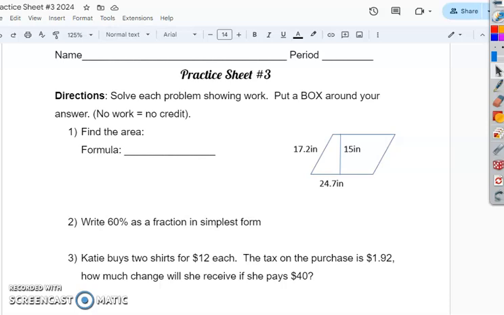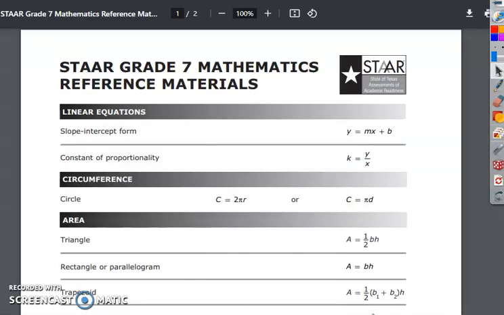Hey everyone, we are working on practice sheet number 3. If you will please find your formula chart. Pause the video and find your formula chart.